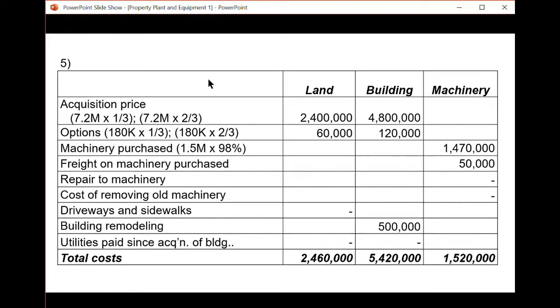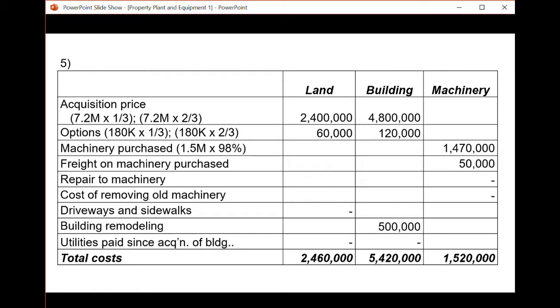Okay, so how do we allocate? For the land, you have the single cost for the land and building, which is 7,200,000, and you need to allocate that between the land and building. So that's 7,200,000 times 1/3 for the land, and the building is 2/3. Why is it this way? Because the fair value is given: the fair value of the building is twice as much as the land.